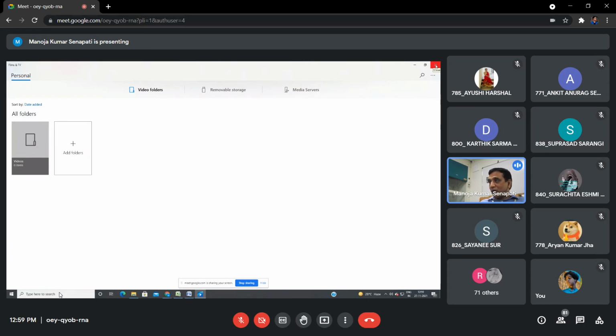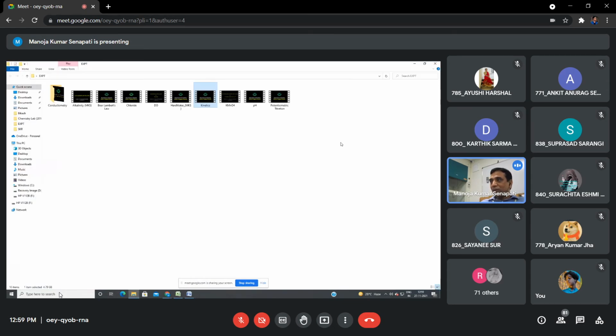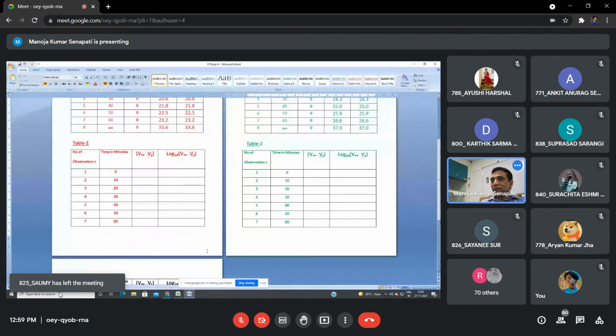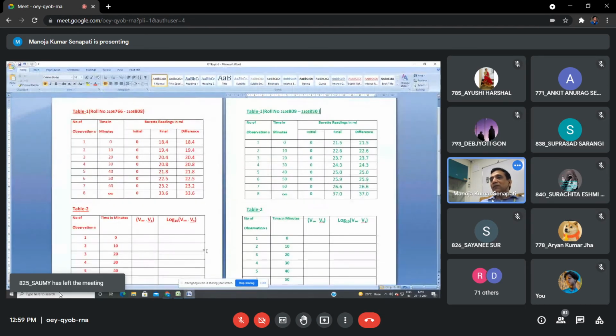So now I am going to share the observation table, which you will write. You can see different observation tables for different roll numbers. This one is for 756 to 808 in the red color. And in the blue color, this one. All of you write, then you will tell me regarding this value, I will write.